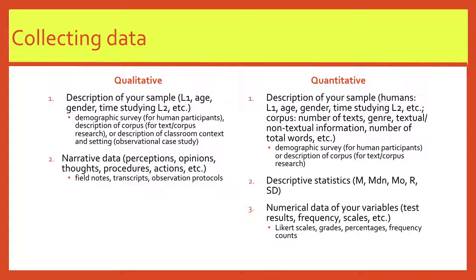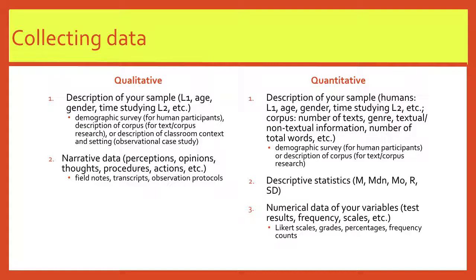Next, for qualitative research, the type of data collected is usually narrative in nature. That is, the data is in the form of words and extended responses. This data usually relates to participants' perceptions, opinions, thoughts, strategies, or procedures, and actions related to the research question. Narrative data is gathered through taking detailed field notes, recording and transcribing verbal data, and through observation protocols.